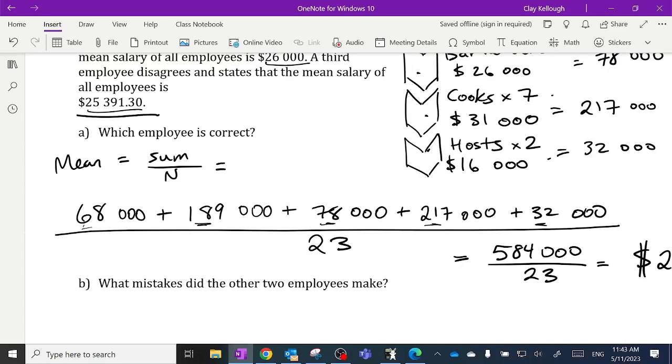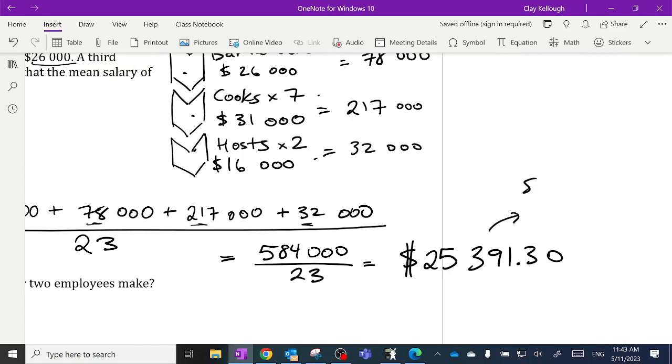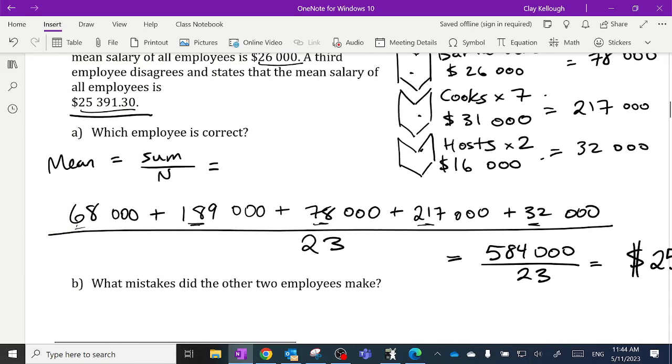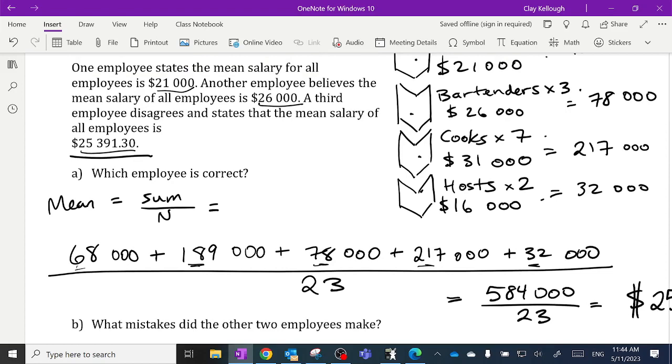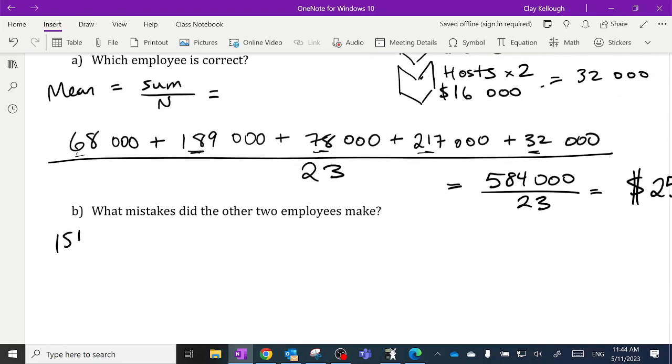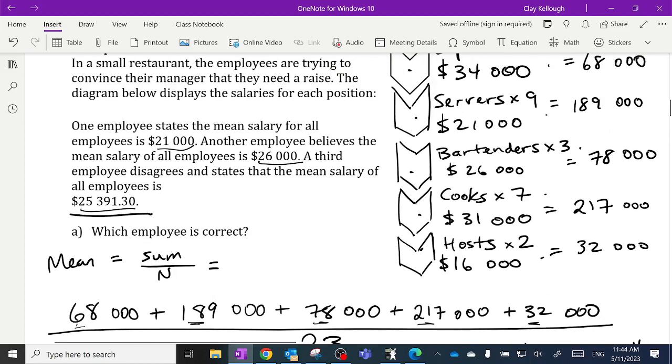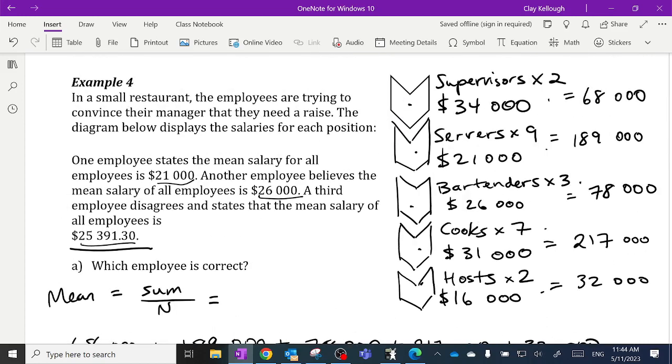So, what does that mean? The third employee was correct. So I'll put that over here. So, third employee was correct. What do you think the other two did wrong? Take a look at the answers they got. The first employee said that the mean was 21,000. What do you think the employee did wrong? Look at the data. Why would you think that it was 21,000? Where do you see 21,000?